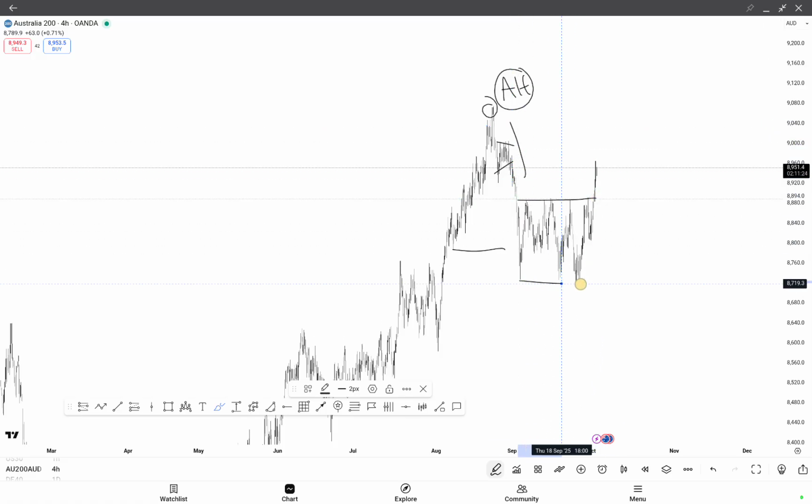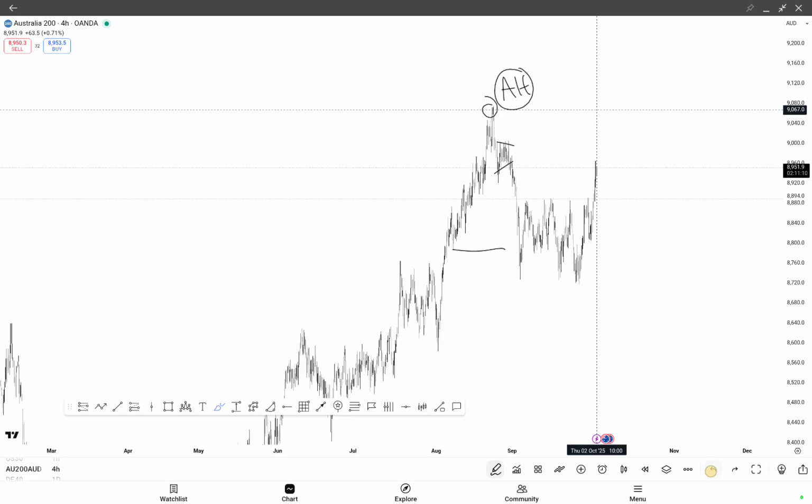We then created this level here. We failed to continue multiple times. So we had the 1, 2, 3. We then came up for the 4th. We sold, we failed again, and now we're just moving higher. So the clues were always there that this was just not ready to go.